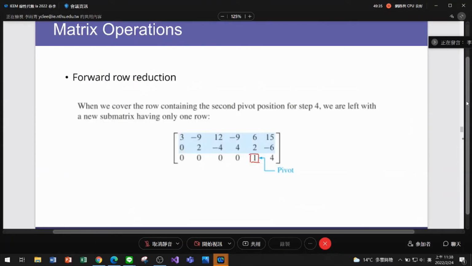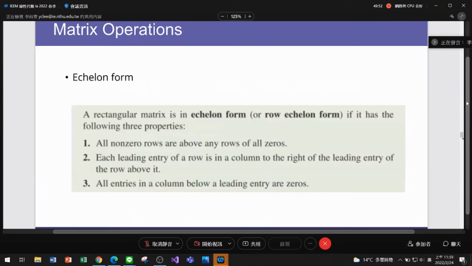This matrix, we have selected 1, 2, 3 pivots for this matrix, and that leads us to an echelon form. And now we have a formal definition of the echelon form. So we call a rectangular matrix, a rectangular matrix which is not a square matrix, it can be a matrix like this, or a matrix like this.